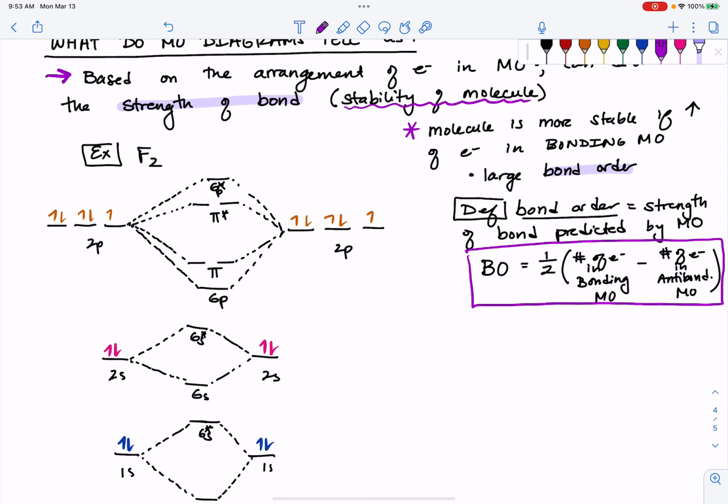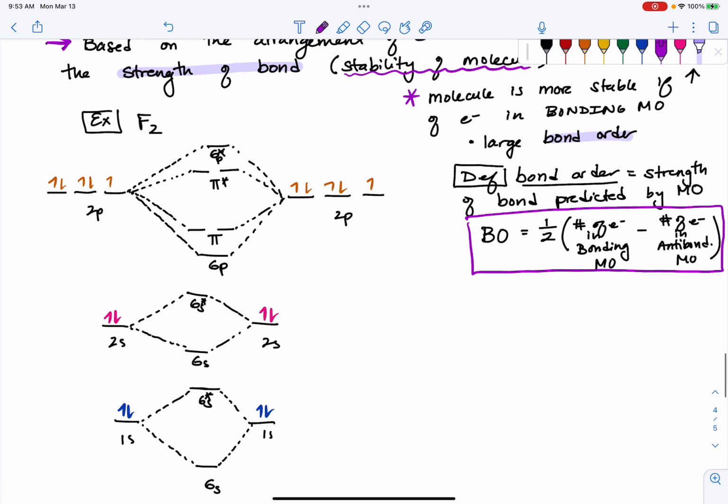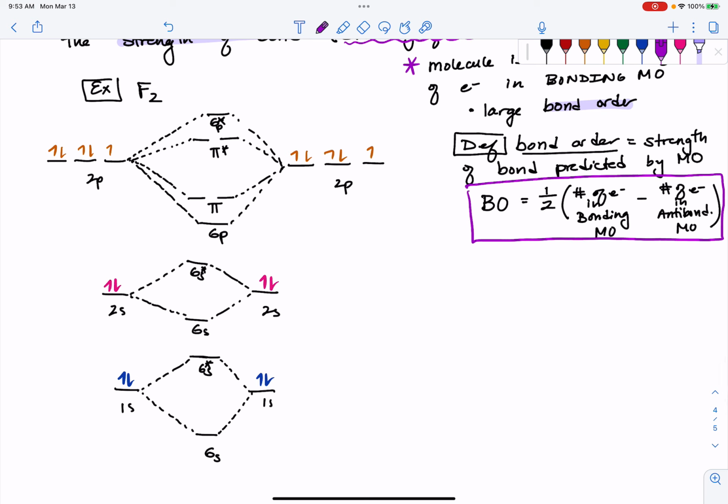And this gives us information about overall molecular stability, because if bond order is high, then we formed a really stable molecule, right? We know that it is harder to break something like a triple bond. So since it's harder to break, then that triple bond is going to be lasting out for a long time, meaning that molecule is going to hang out for a long time.